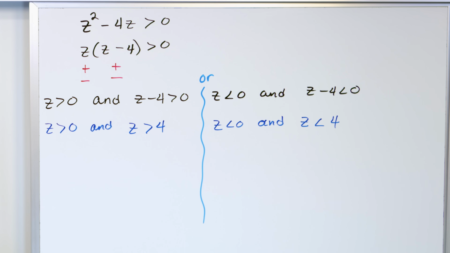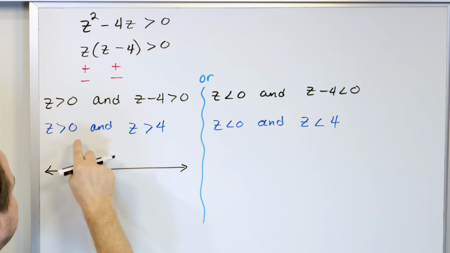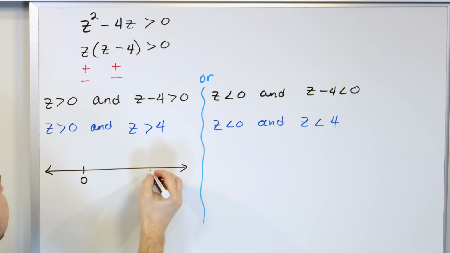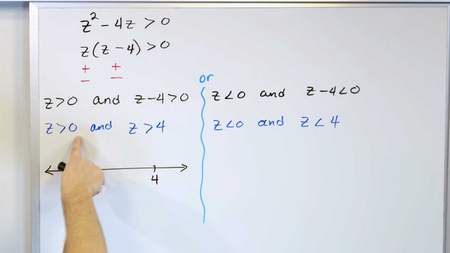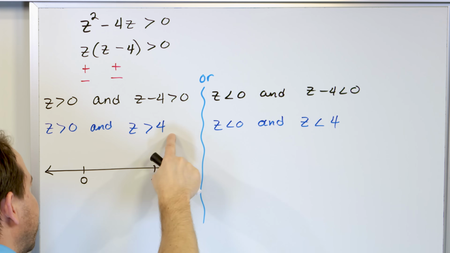So the next step is I want you to graph both of them so you can visualize it easier. I want to graph this one underneath here. The magic numbers we care about are 0 and also 4, so we'll put 0 and 4 right there. And then what we're saying here, you've got to think for a second, because what this means is that some number, whatever it is, z we call it, has to be bigger than 0 while at the same time being bigger than 4.